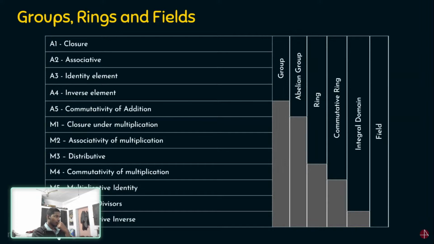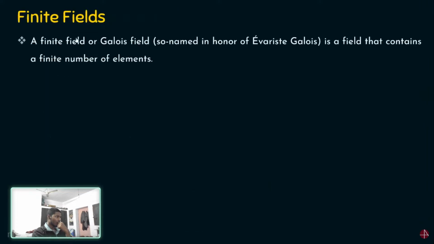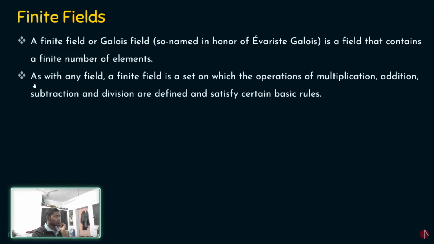Before we sign out, let's see what a finite field is. A finite field or Galois field, which is named in honor of Galois, is a field that contains a finite number of elements. So a field with a finite number of elements is called a finite field or Galois field. As with any field, a finite field is a set on which the operations of multiplication, addition, subtraction, and division are defined and satisfy certain basic rules that we have seen in the previous slides.